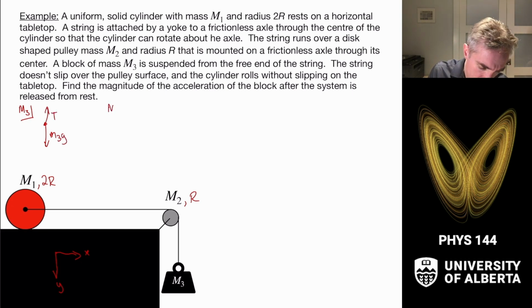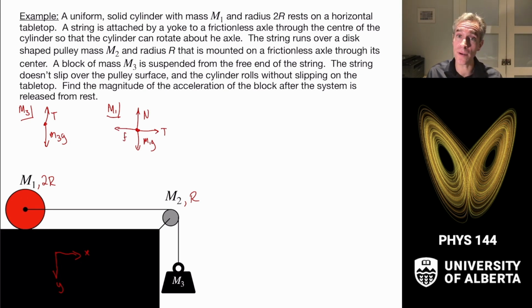And then M1 is going to have a free body diagram that looks like this. There's an M1 g going down. There's a normal force going up. There is a tension force going to the right. And then there is a friction force that is going backwards. And that friction force is what keeps the roller rolling without slipping. So that's cool. But it must also act as a friction force to slow down this object. So that's important here, is that it does two things. It provides the torque to keep it rolling without slipping. It also slows down the center of mass.